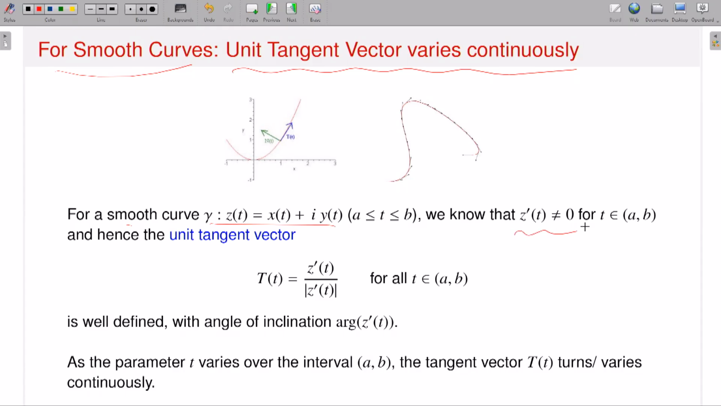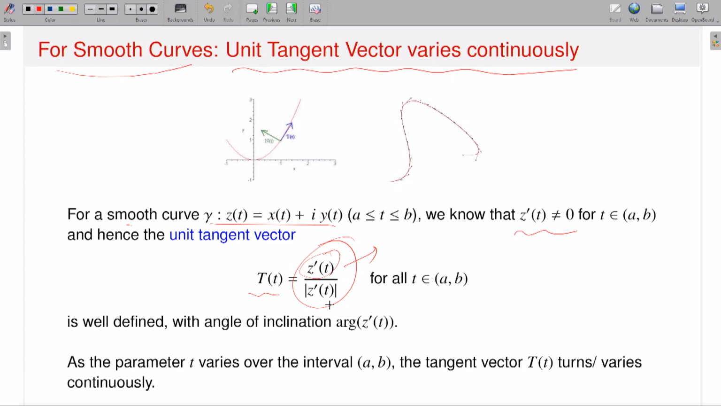Now if the derivative is non-zero, I can have this kind of object. So what is that? I am defining capital T of t, which is z prime divided by the absolute value of z prime. Now you see, look at this one. This is a continuous function. Why? Because in the definition of a smooth curve, if it has a parameterization, say let it be z(t), that means z prime should exist and z prime is continuous. So that means the numerator is continuous. And what is the denominator?